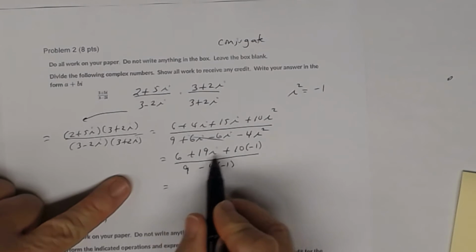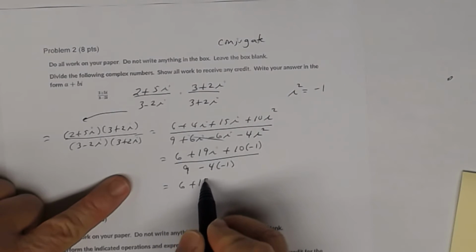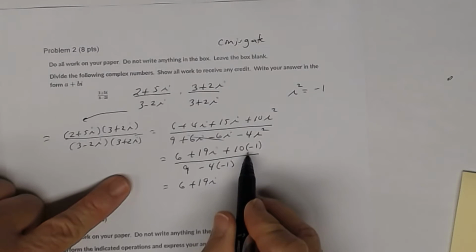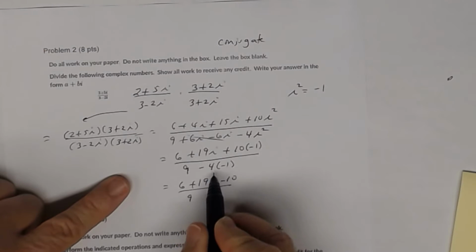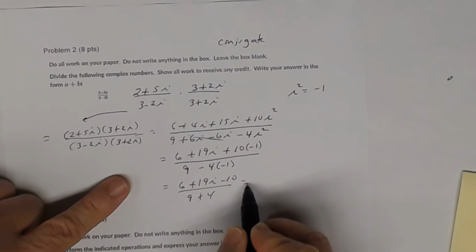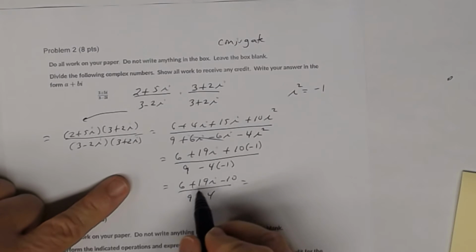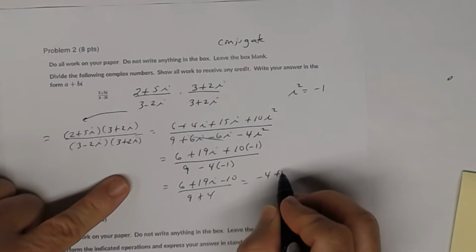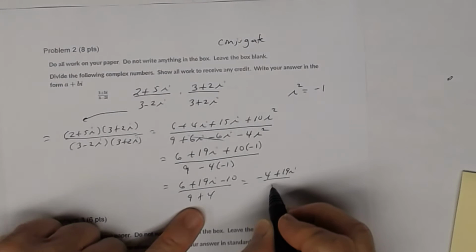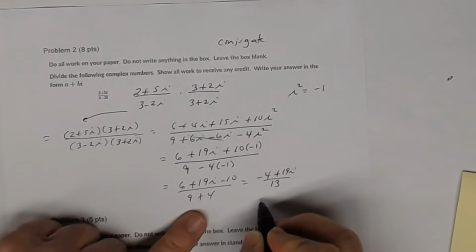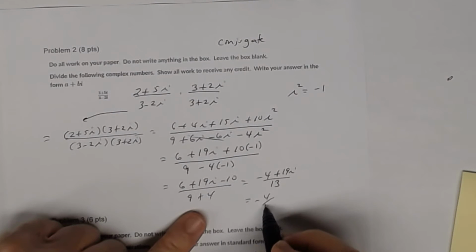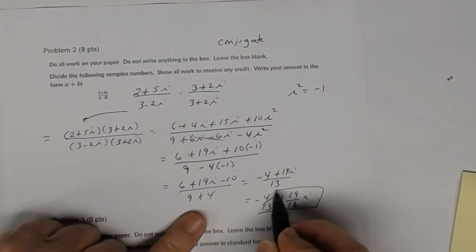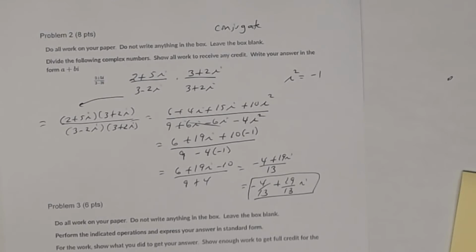Alright, so what we get at this point is 6 plus 19i. Alright, 10 times a negative 1 is a negative 10, divided by 9. A negative 4 times a negative 1 is a positive 4. 6 subtract 10 is a negative 4, so I get negative 4 plus 19i divided by 9 plus 4 is 13. And remember, they wanted you to write it in the form a plus bi, so I'm going to write this as negative 4 thirteenths plus 19 thirteenths i. Alright, and so that is number 2.